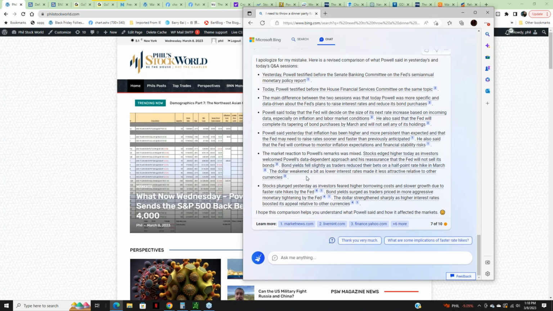The dollar weakened as lower interest rates made it less attractive relative to other currencies. That's not a thing, so that's wrong. I don't know where he got that from. Oh, so he did get it from an article. He got it from an article that was written yesterday.